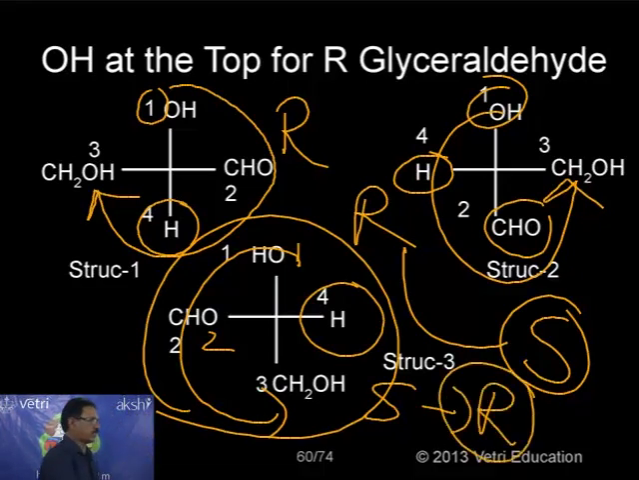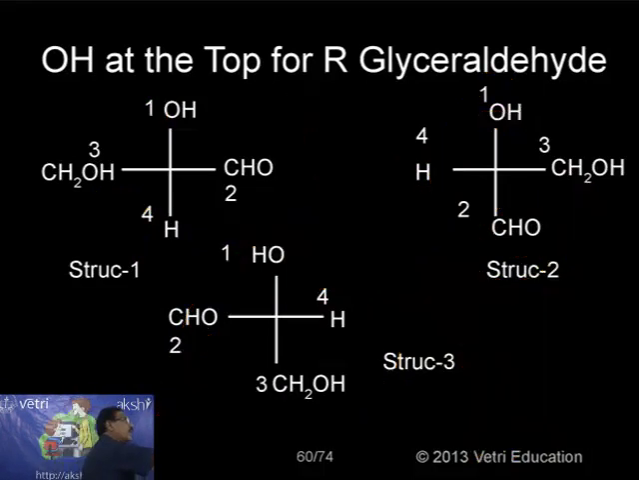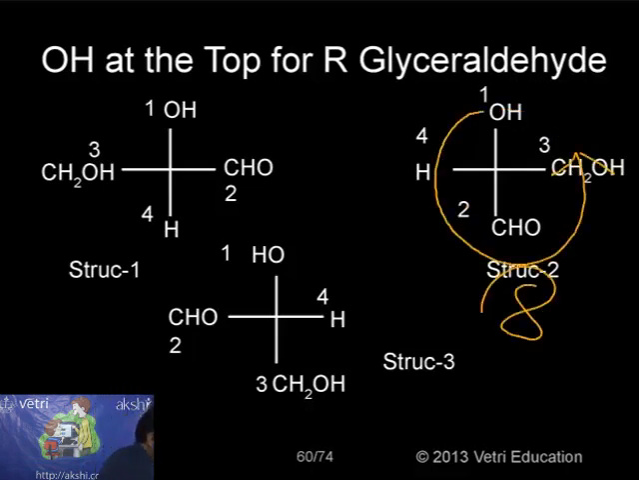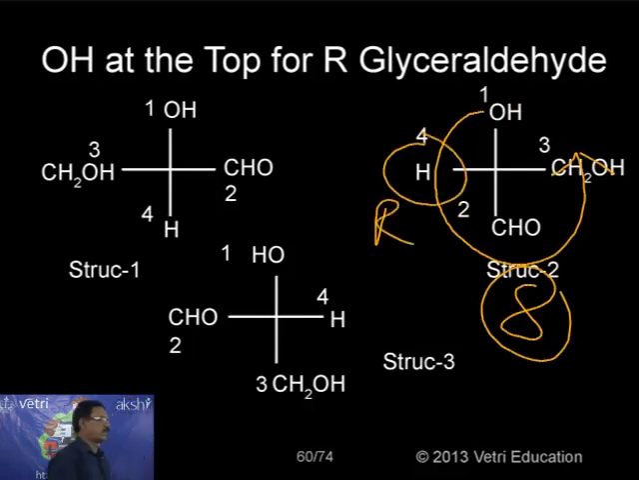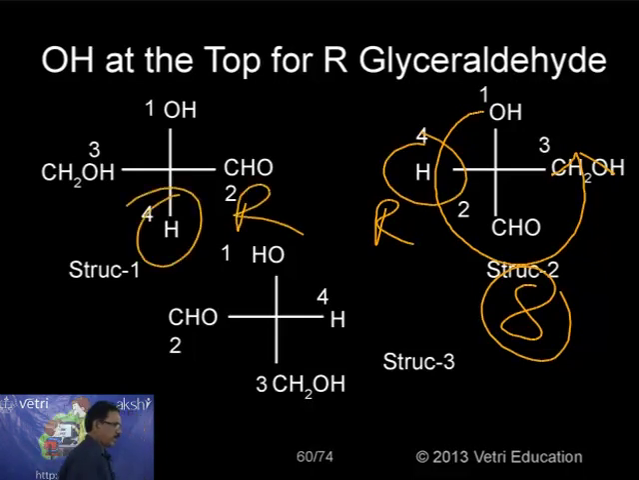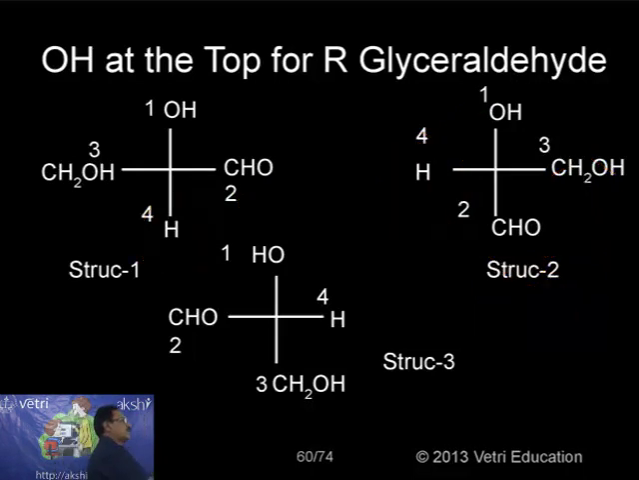In all three cases, when you are keeping OH at the top, three possible structures we are writing, all three are R, but we are getting confused here. Kindly follow. In this case, OH, CHO, CH2OH, if you predict it is S, but actually it is R because here it is horizontal. So it is very clear. Fourth priority occupies vertical or horizontal, reverse. In both cases, structures 2 and 3, it is horizontal, so reverse is true.